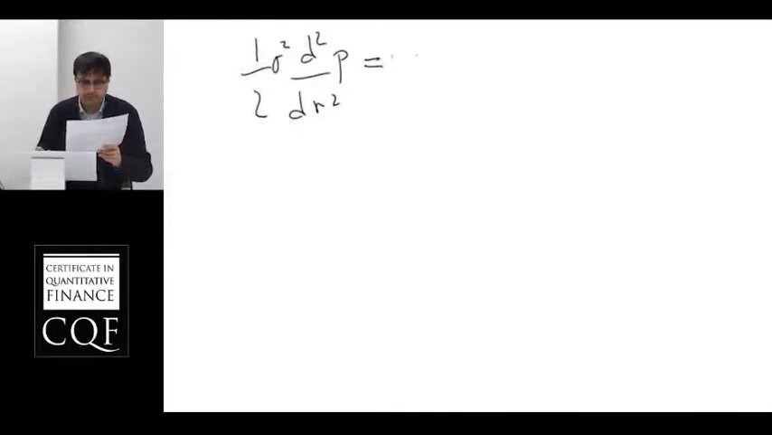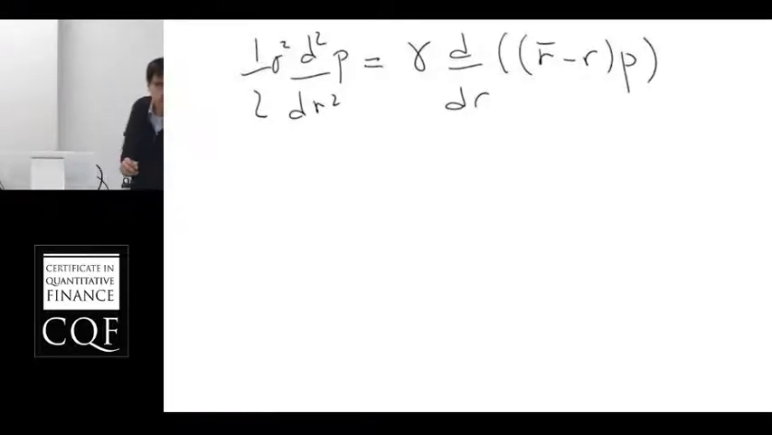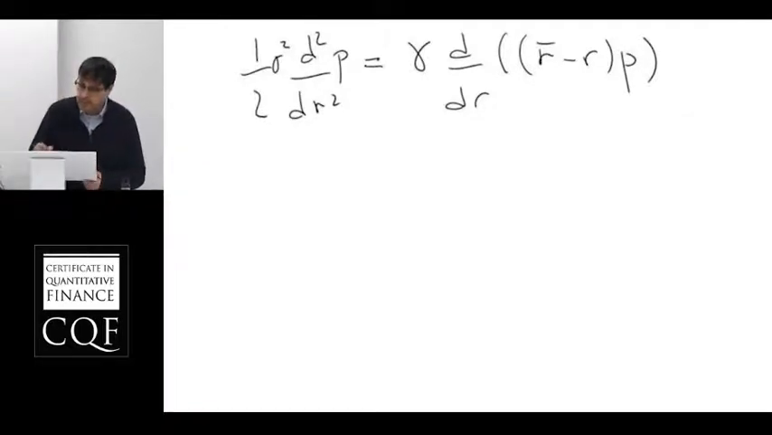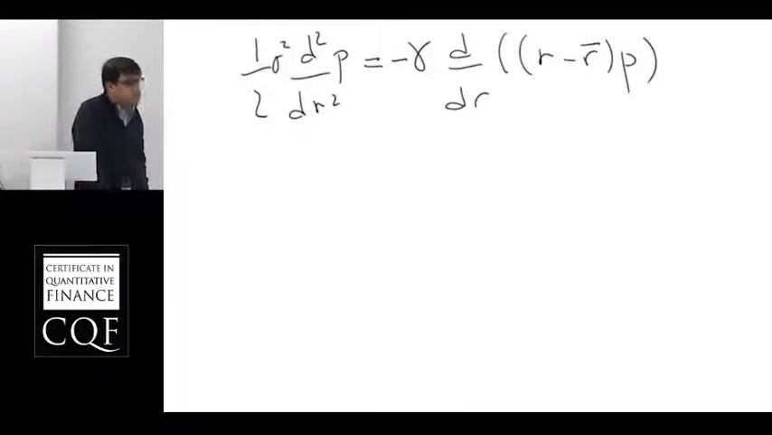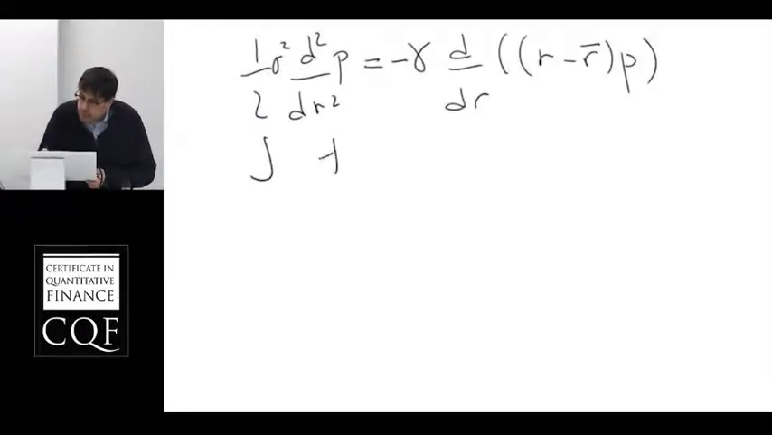The reason being, gamma d by dr, r bar minus r p. Right, there we go. Thanks. That's the equation. Why don't I pull the minus out also? So I change this to r minus r bar. There we go. Here's the equation. Integrate both sides. So if we integrate both sides, integrate throughout.